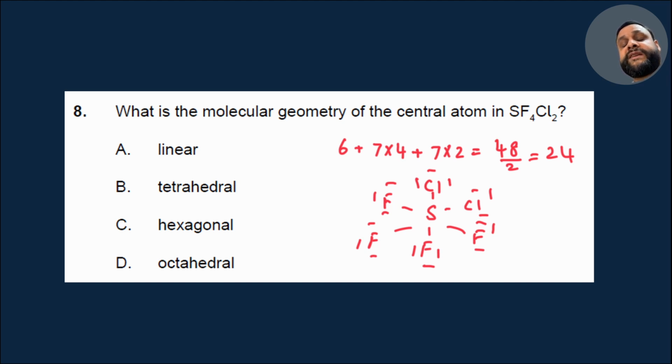So if you look around the central atom, there are 6 electron domains, and all of them are bonded pairs. Hence, the electron domain geometry should be octahedral, and the molecular geometry should be octahedral as well, because we don't have any lone pair. Hence, D is the correct answer.